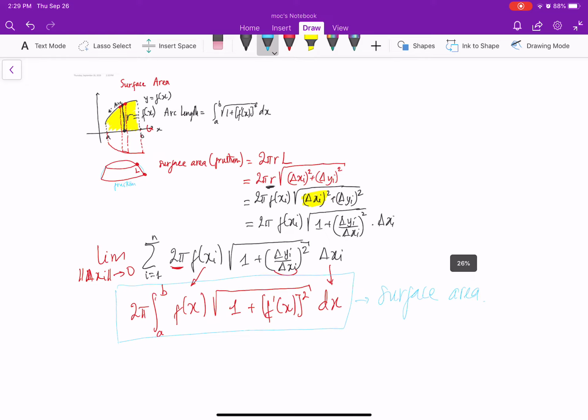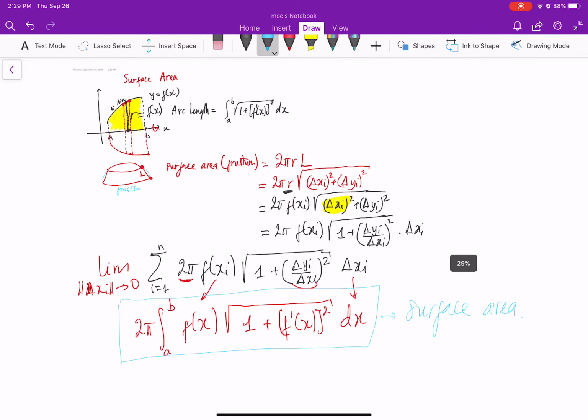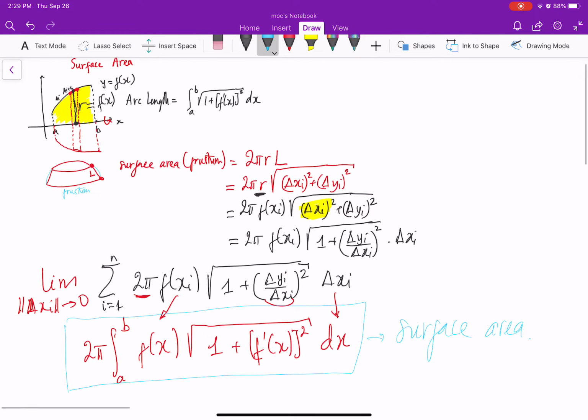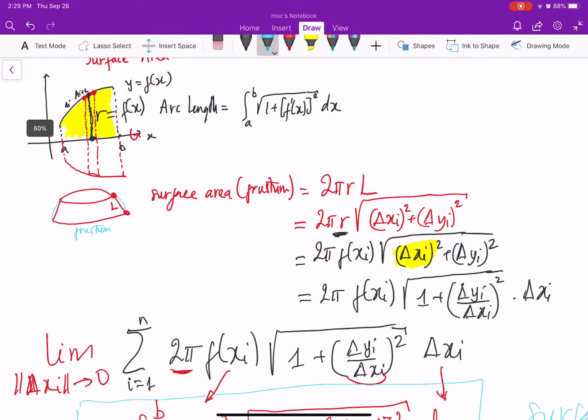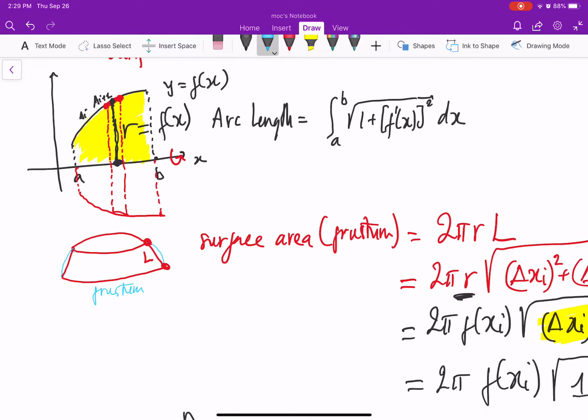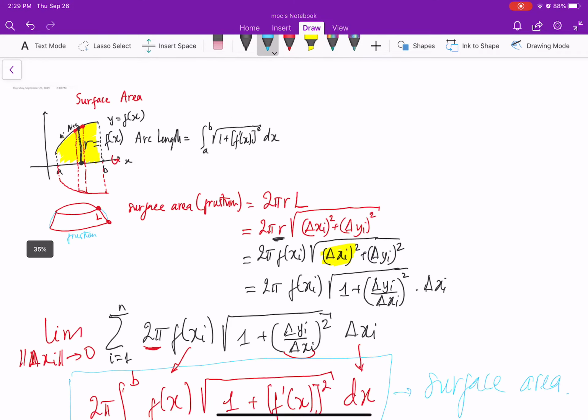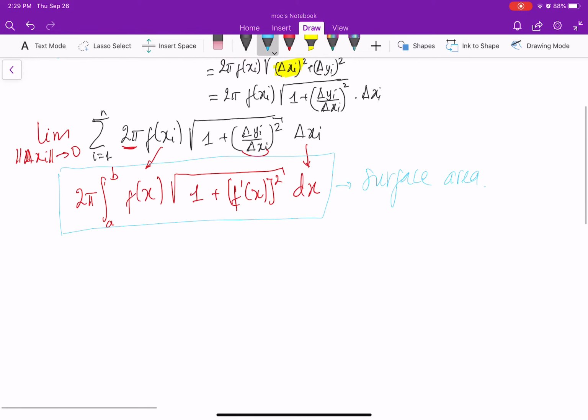Remember that this is the formula of the surface area of the solid region when we rotate this region about the x-axis. So when you rotate that region about the y-axis, you would need another formula. Don't forget about that, okay? So let's consider the following example.